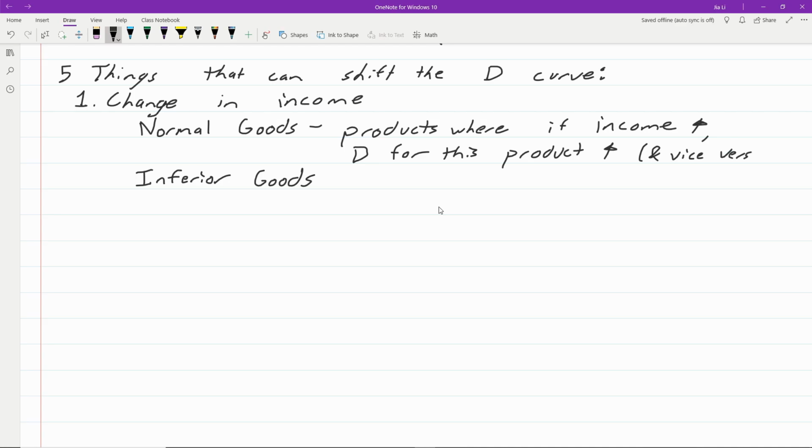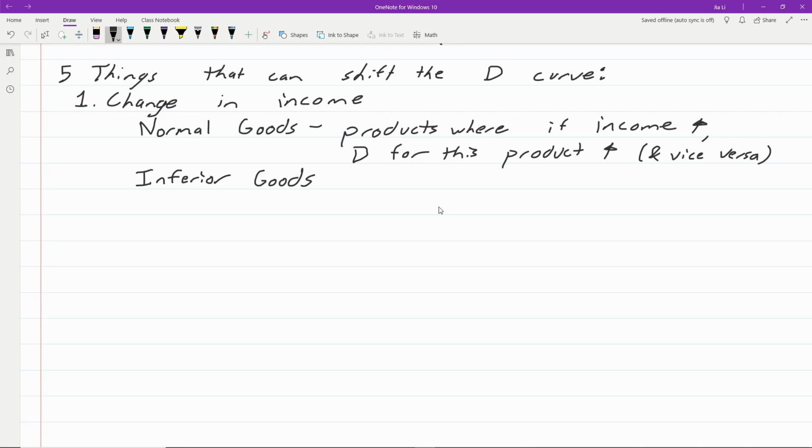Of course, we can think of tons of different examples where if our income levels were to go up, the demand for certain items will go up as well.